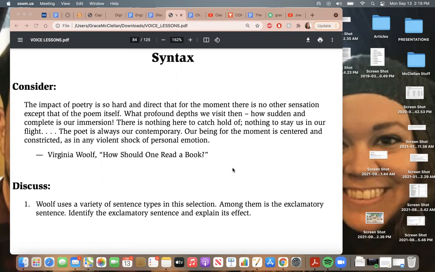Let's look at these questions before we actually read the passage. The first one says she uses a variety of sentence types in this selection. Among them is the exclamatory sentence, which just means it ends in an exclamation point. Keep your eyes out so that we can identify which one is the exclamatory sentence and explain its effect. Why does she choose to use an exclamation point there?